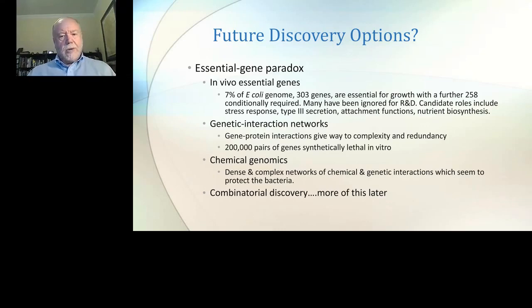But there are 250 or so that are required in certain conditions. So are we able to target some of these previously unrecognized genes and actually create them as targets for antimicrobial therapy? And some of these candidates include the bacterial response to stress. We've known about that sort of stress response really since the late 80s, 90s with some of the quinolone work. Type 3 secretion, which is the second one here.